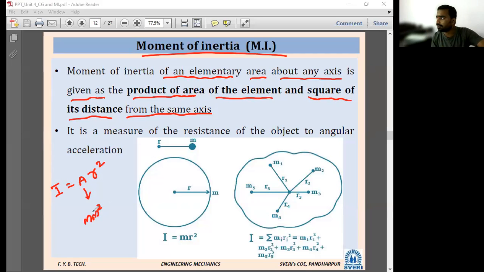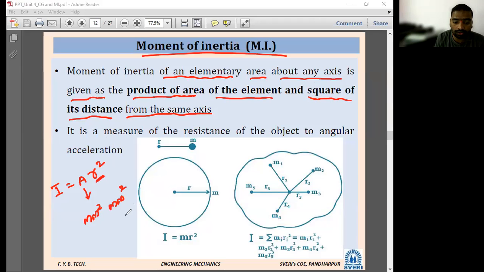Element means the whole body given in the plane, its area. So what is the formula for area? The unit may be mm square, it may be meter square, it may be centimeter square. Then if you take mm, the distance r is what? Square of its distance. What is the unit of distance? That is also centimeter or meter or mm. It is also equal to mm square.